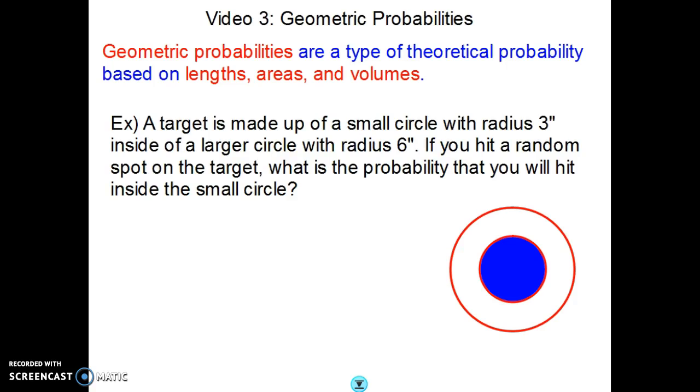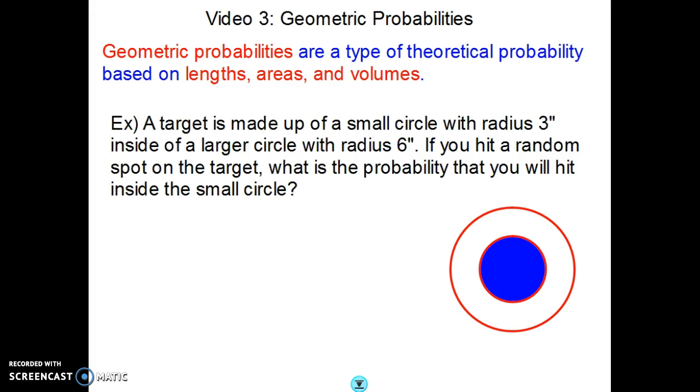In this video, we're going to be looking at geometric probabilities. Geometric probabilities are just a different type of probability that instead of being based on numbers of outcomes, are based on things like length, area, and volume. So let's look at an example.